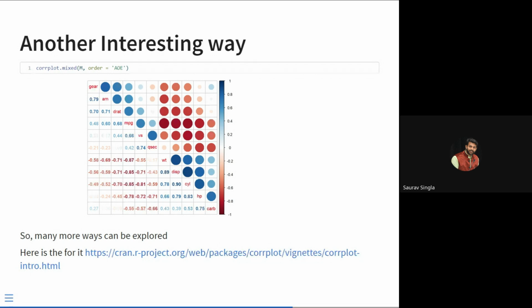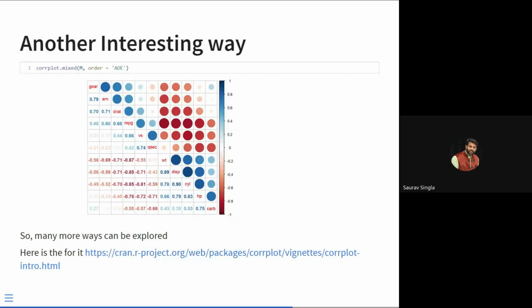Similarly, there is multiple correlation. Multiple correlation is studying the correlation of one variable with more than one variable. That is your multiple correlation. So this is more or less about the correlation.